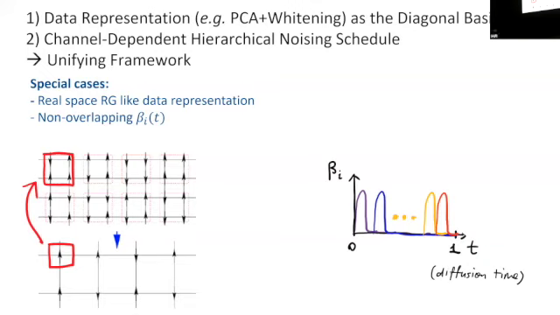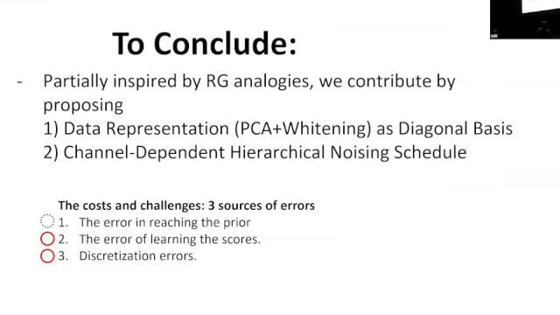This framework also gives you more knobs to tune, or more parameters to learn. There are 3 sources of error. We talked about discretization error, and the hierarchical structure will hopefully make the score learning easier. And then the error in reaching the prior, where we just have to make sure that we noise everything sufficiently. So that's some attempts to understand and improve diffusion models. So here, thank you.